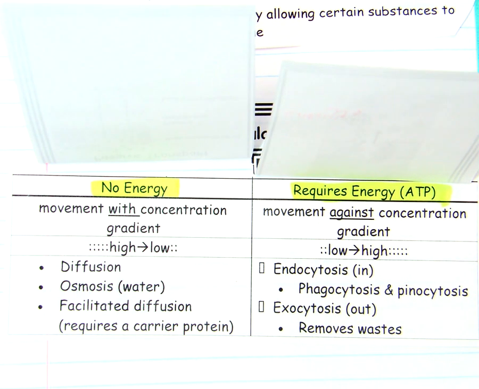The cells go through a couple of processes. There's endocytosis, where they try to bring things into the cell that they're lacking. Exocytosis is when they push things out, so if they have a buildup of waste inside the cell.